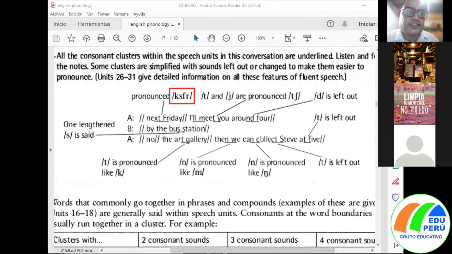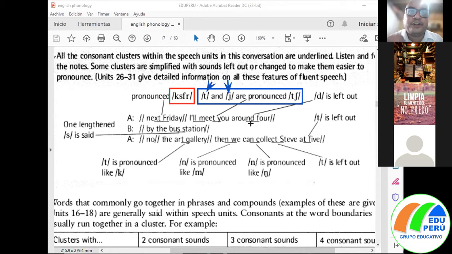But if you want to sound more like a native speaker, meet you becomes meetchu. I'll meetchu around 4. So what are you going to do here? You're going to join two sounds. Notice here, we have the consonant t and the consonant y. The consonant t plus the consonant y. So we're going to have these two sounds.